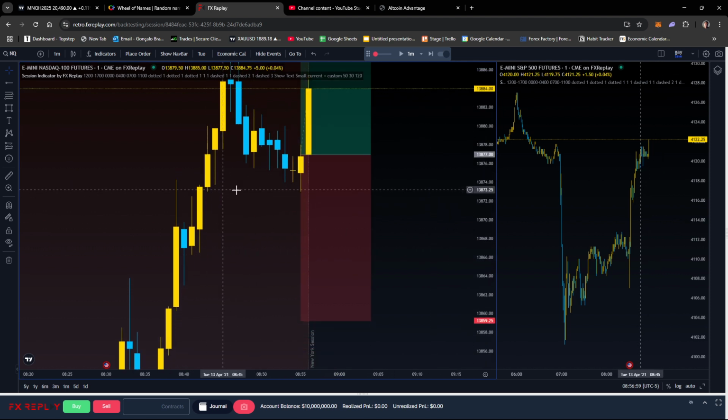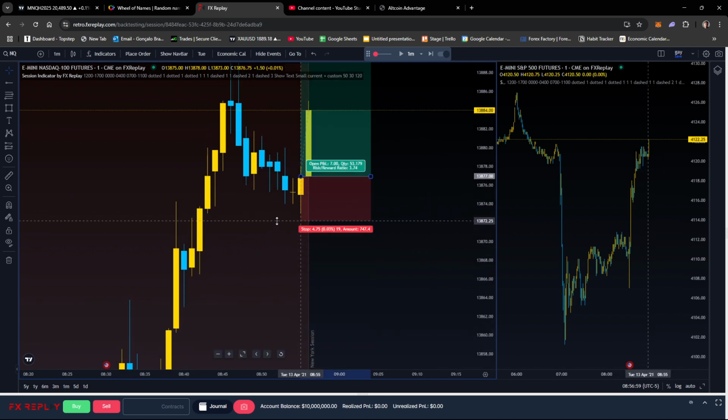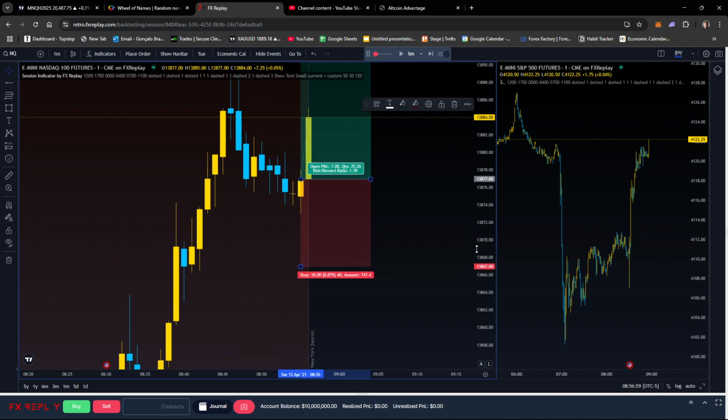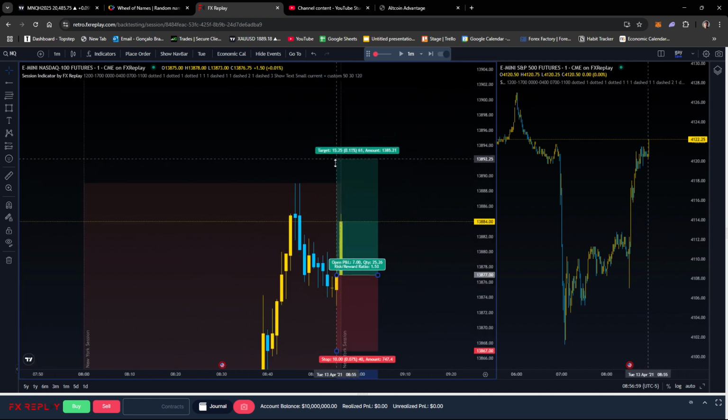Reason being, we just tapped this bullish fair value gap. I see equal highs at the top. There's no way I'm not going to target there. The 1 to 1.5 R, because we're taking continuation away from this news.